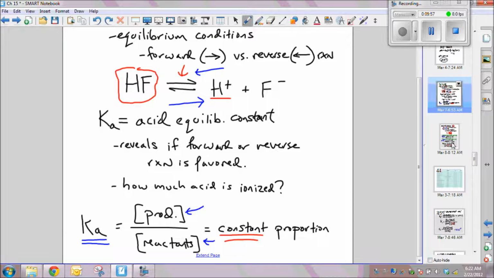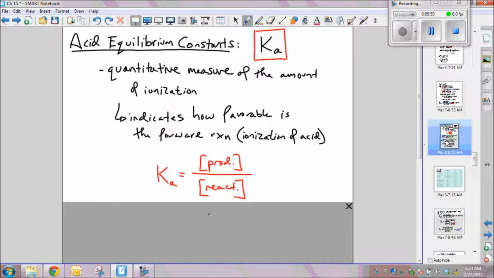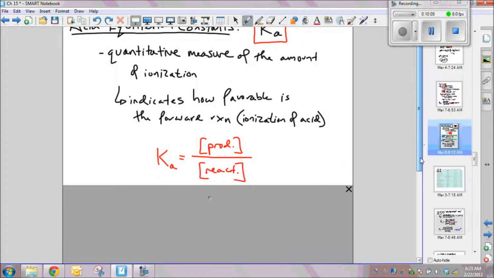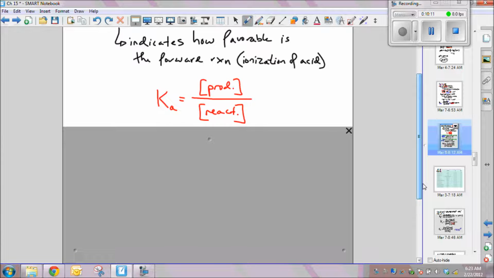Don't worry too much about that now. In our studies now, the acid equilibrium constant is symbolized by K sub A. And again, it's a measure of the amount of ionization. That's shown right here. We've already written down these notes, so you don't need to write them again. It indicates how favorable the forward reaction is.